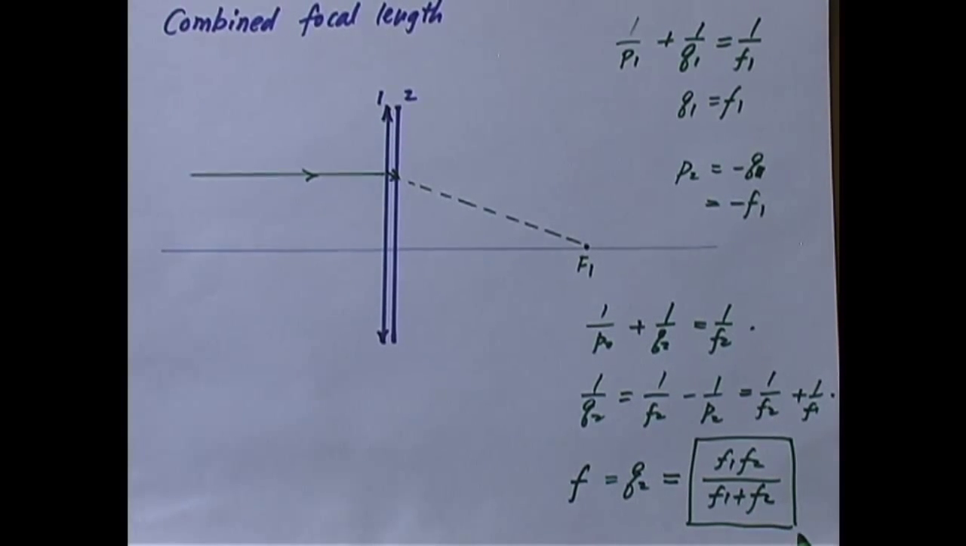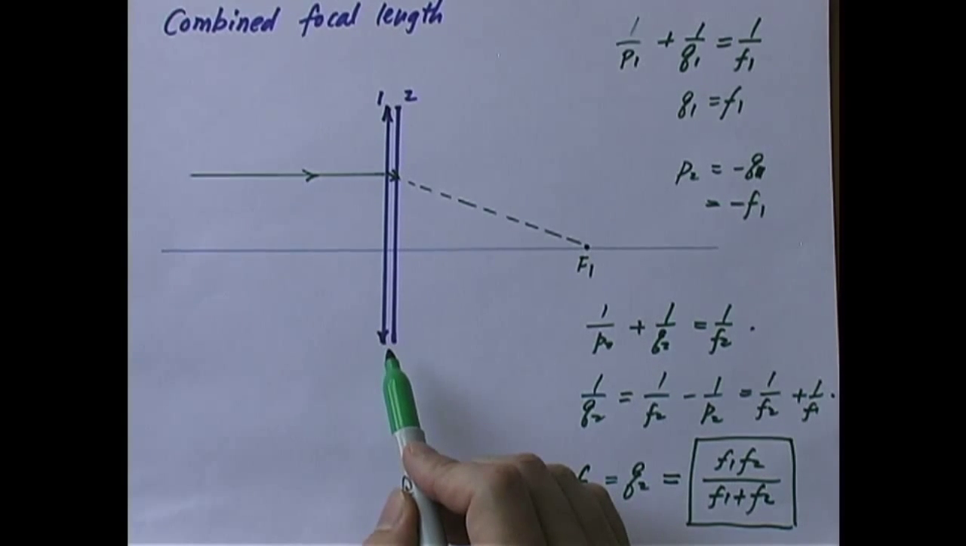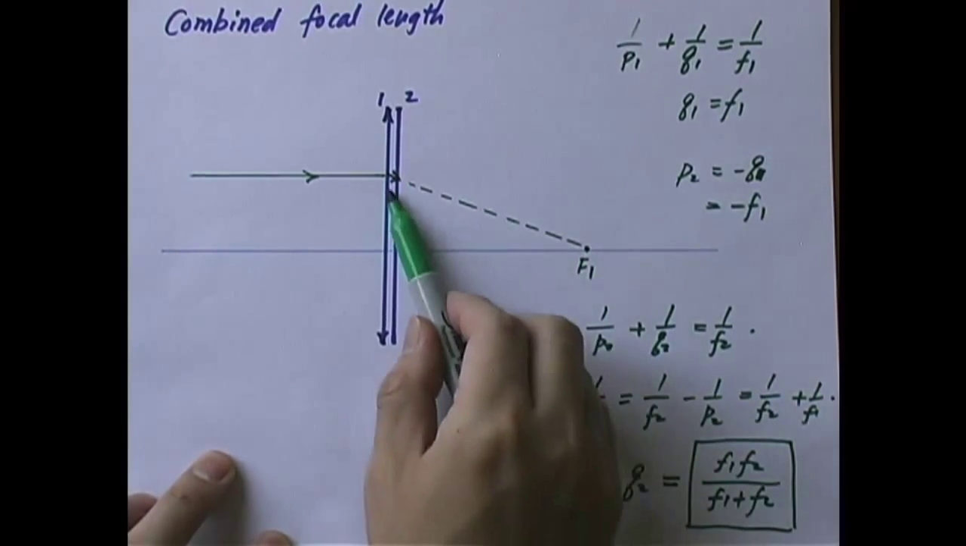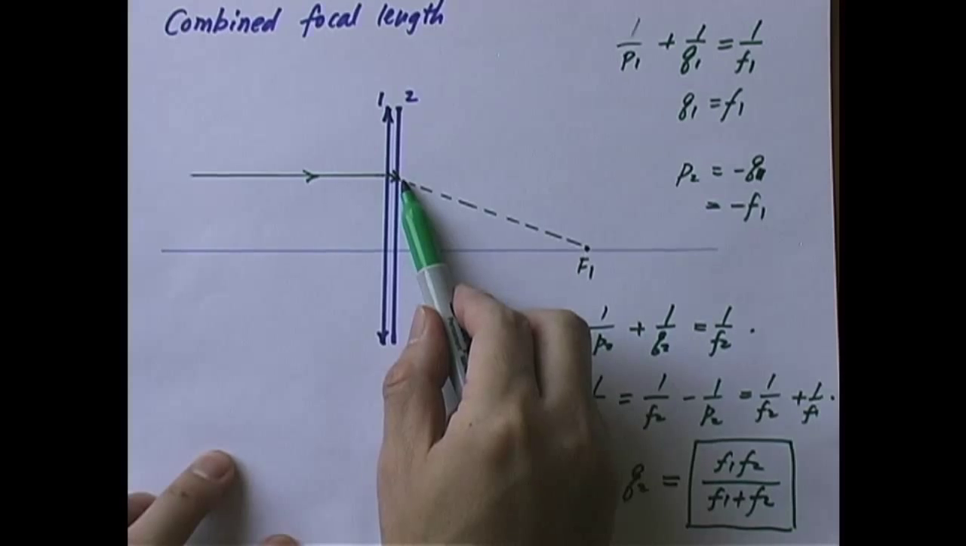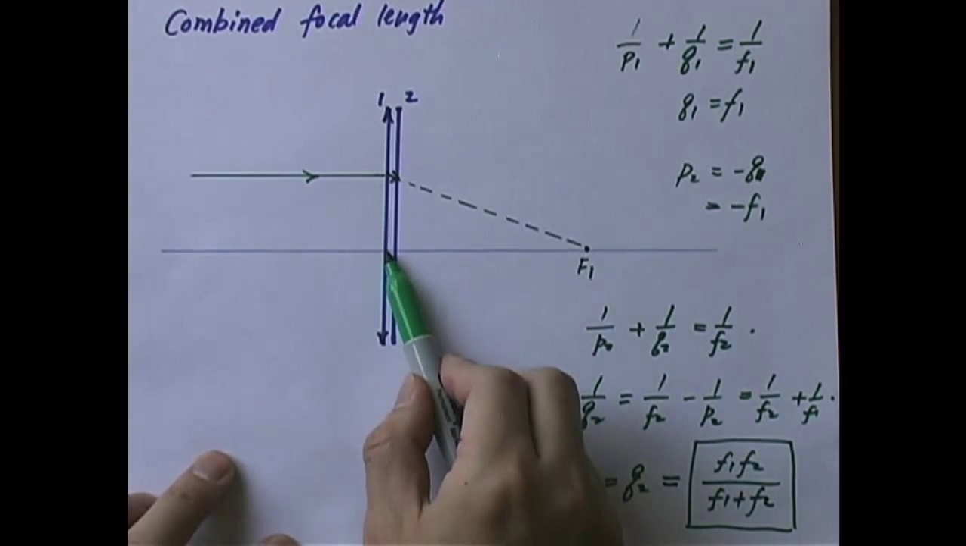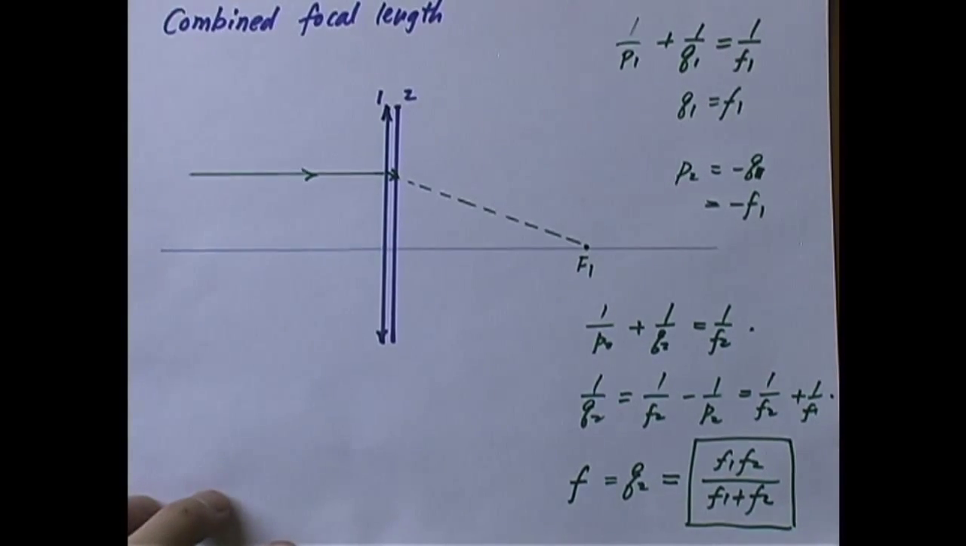Now let's see if this makes sense. Suppose both lenses are positive. Both lenses are focusing lenses. So after the first lens, the light is going to focus here. Now the second lens is going to focus it even further, so it's going to bend towards the optical axis even further. So the combined focal length will be shorter than F1 and shorter than F2. It just stops the light even faster because both lenses will focus the beam.